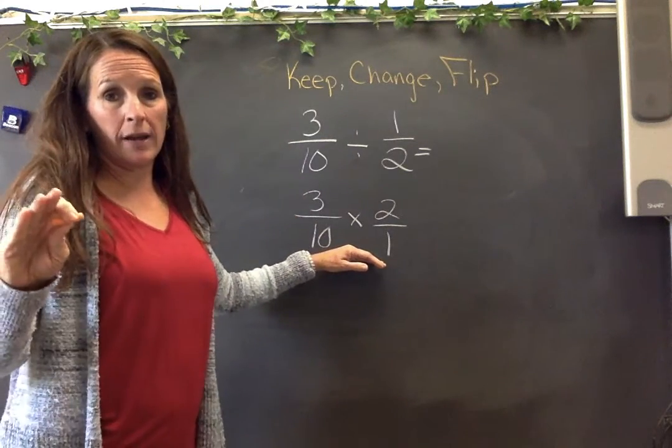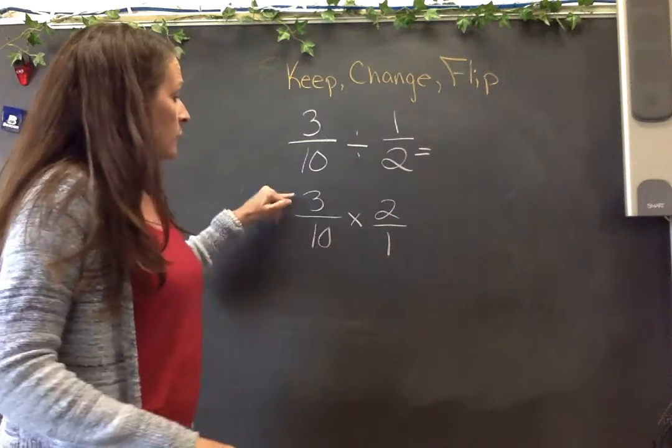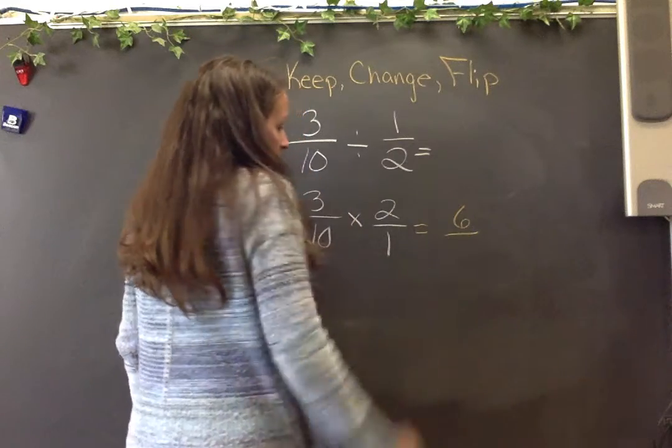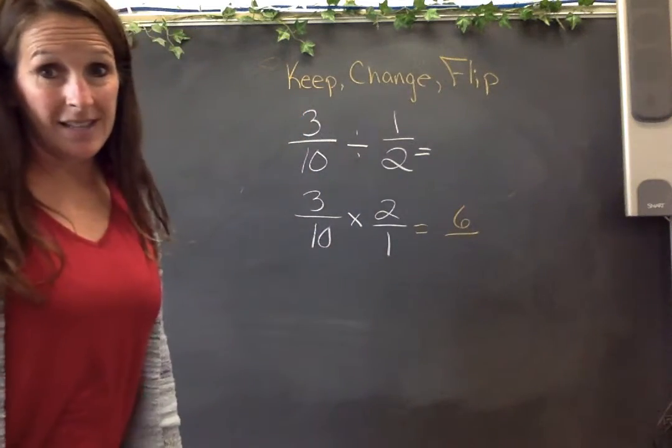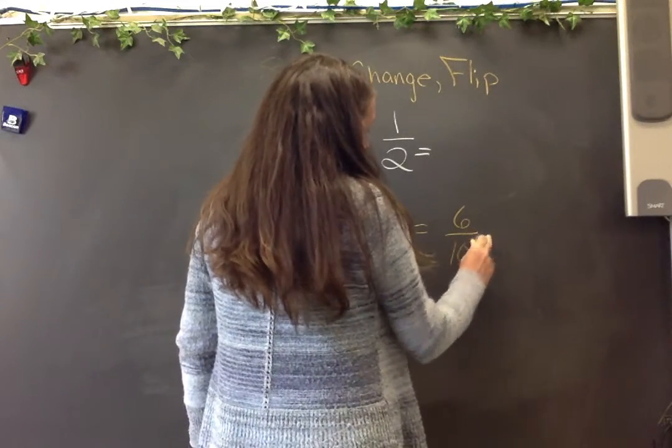Now, you already know how to multiply. We multiply the numerators, we multiply the denominators, and then we reduce or simplify. So 3 times 2 is 6. 10 times 1 is 10. Okay? Now, I need to reduce or simplify.